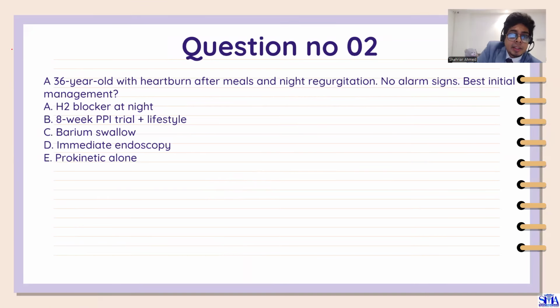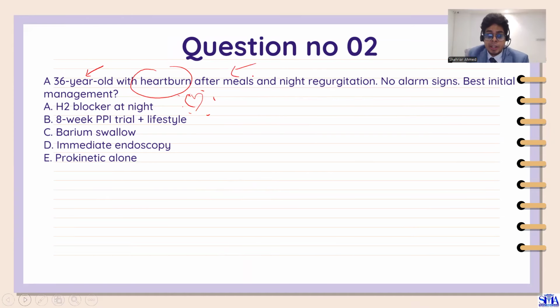Next question. A 36-year-old with a heartburn case. Heartburn after meals and night regurgitation, with no alarming signs, no red flag signs of that heartburn condition I'm talking about. What would be the initial management in that particular case? Can you guess it now, when I'm saying heartburn after meals with night symptoms and no alarming signs, meaning no red flag signs, what this condition is about?